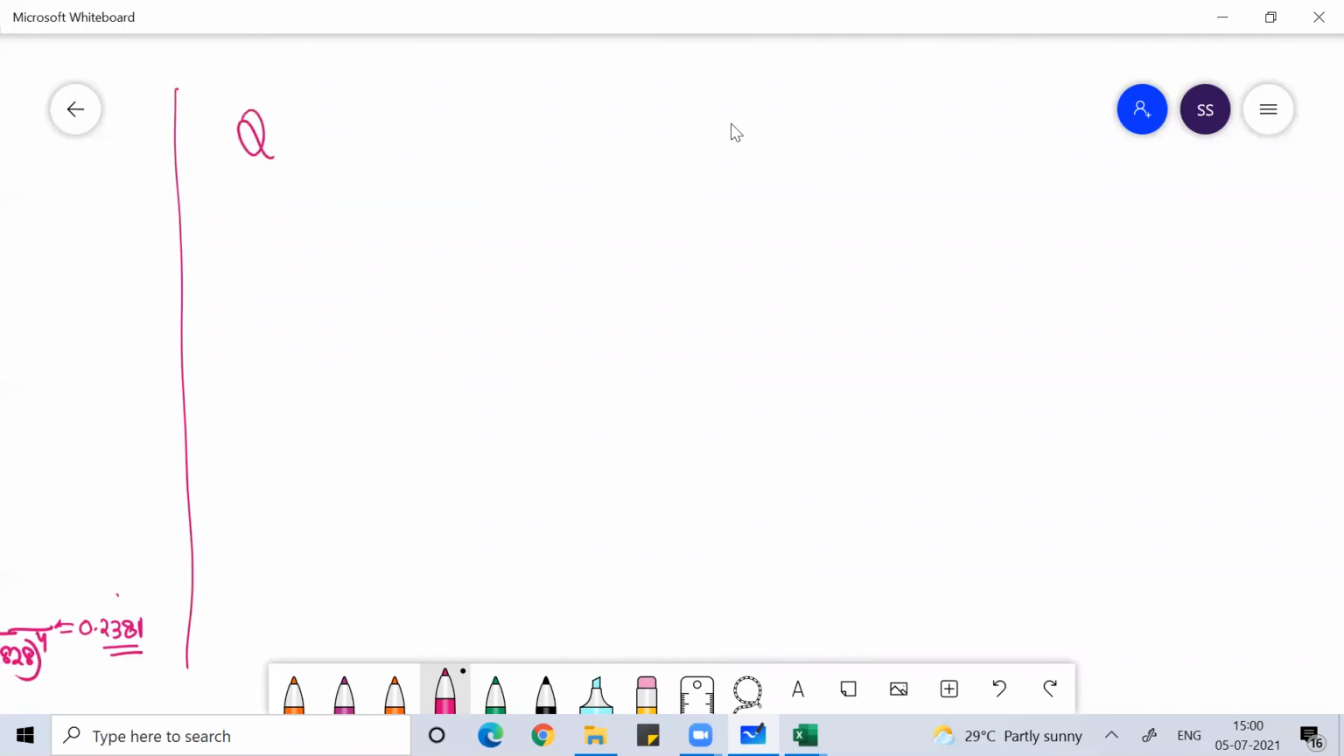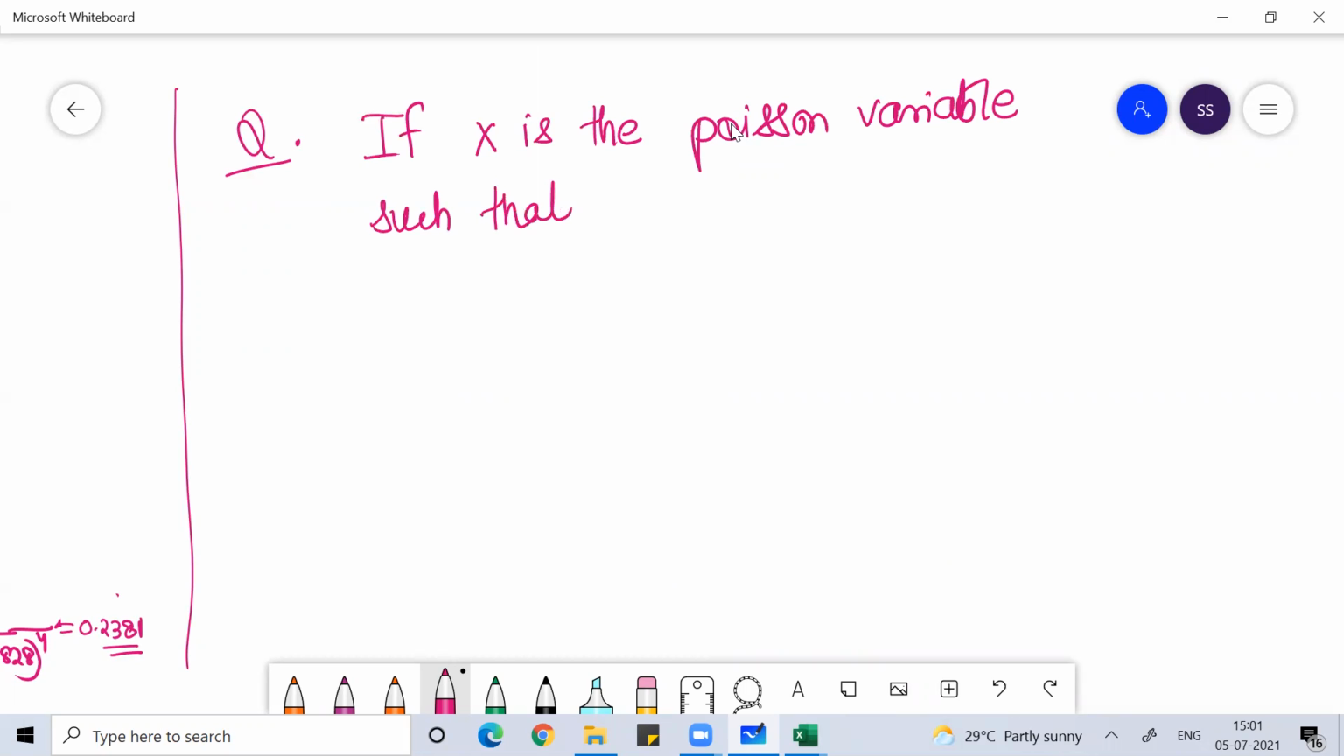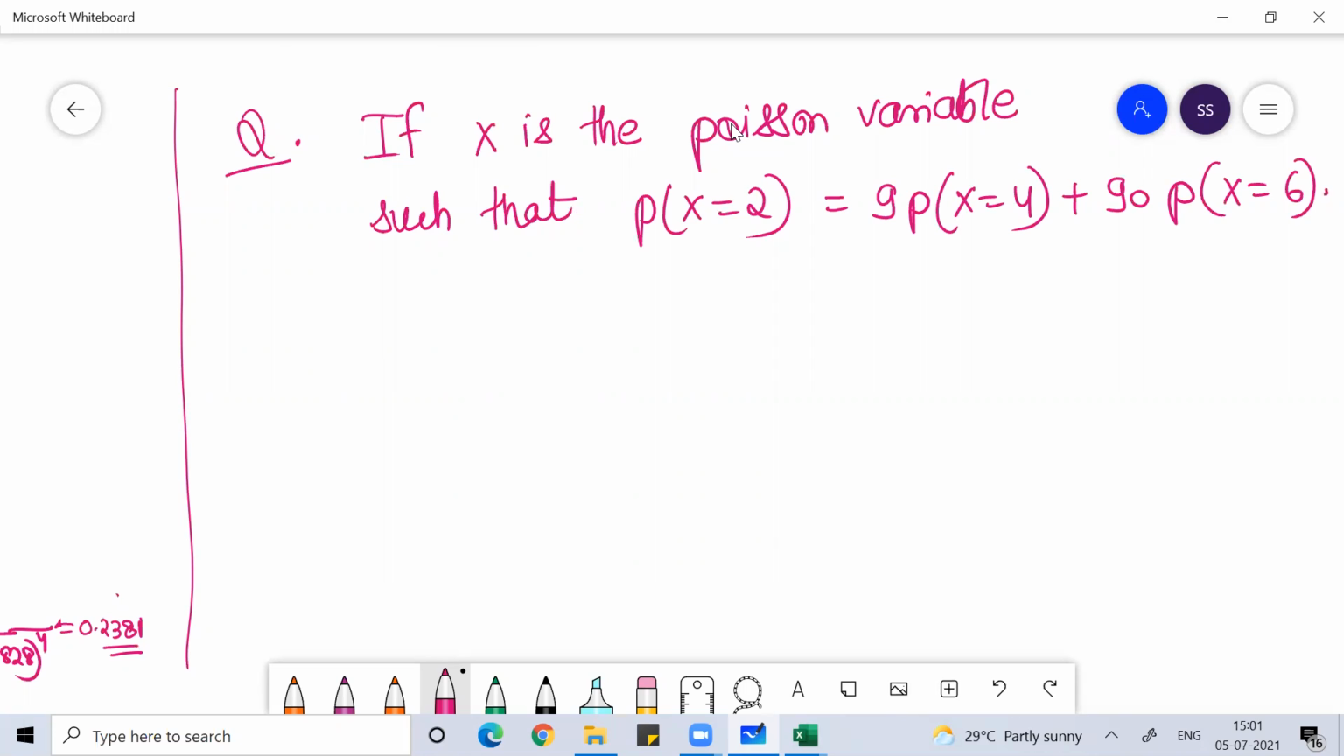Okay. Now, if you see the next question: if x is a Poisson variable such that P(x = 2) is equal to 9 into P(x = 4) plus 90 into P(x = 6). Find the mean and the variance of x.